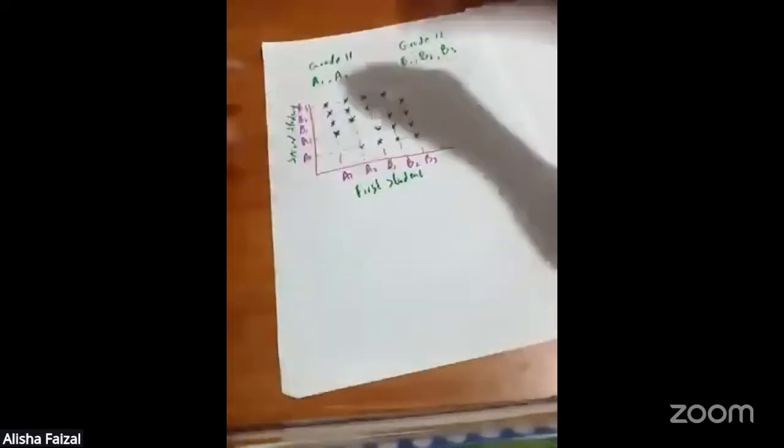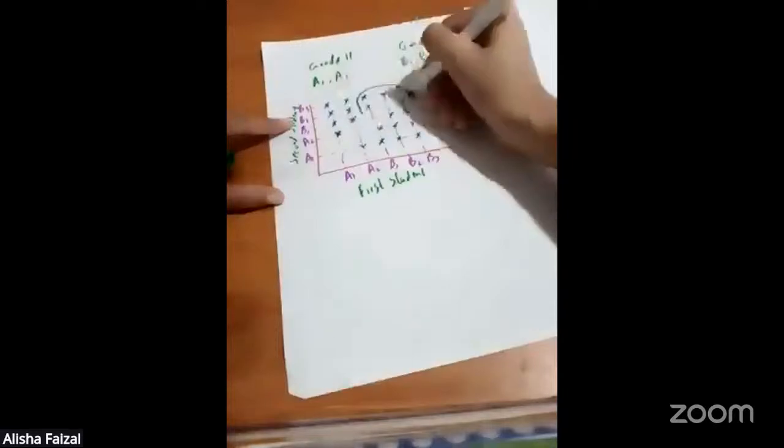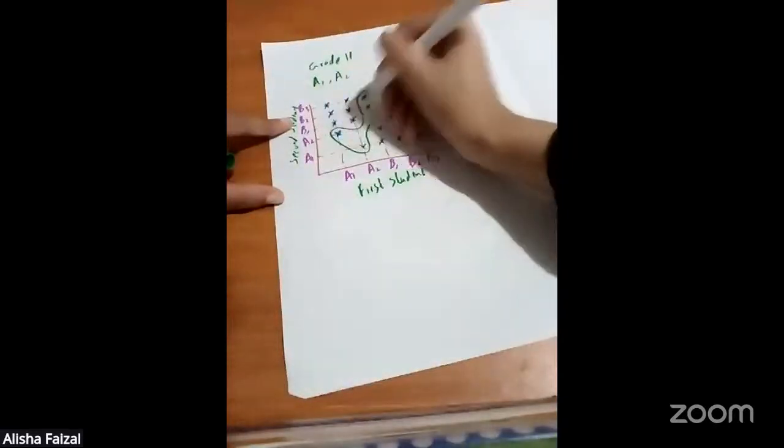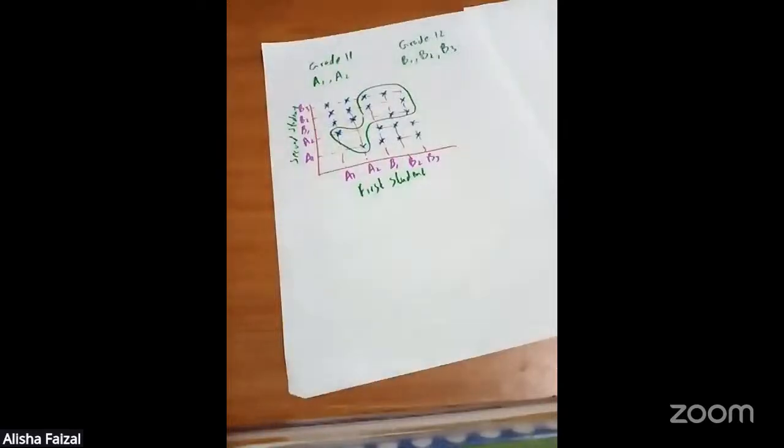So we'll circle it. I think it's confusing because B1, B2, B3 are grade 12. My mistake, now I understand. They're saying the same class. I thought it was grade 11 only. Clear, right?